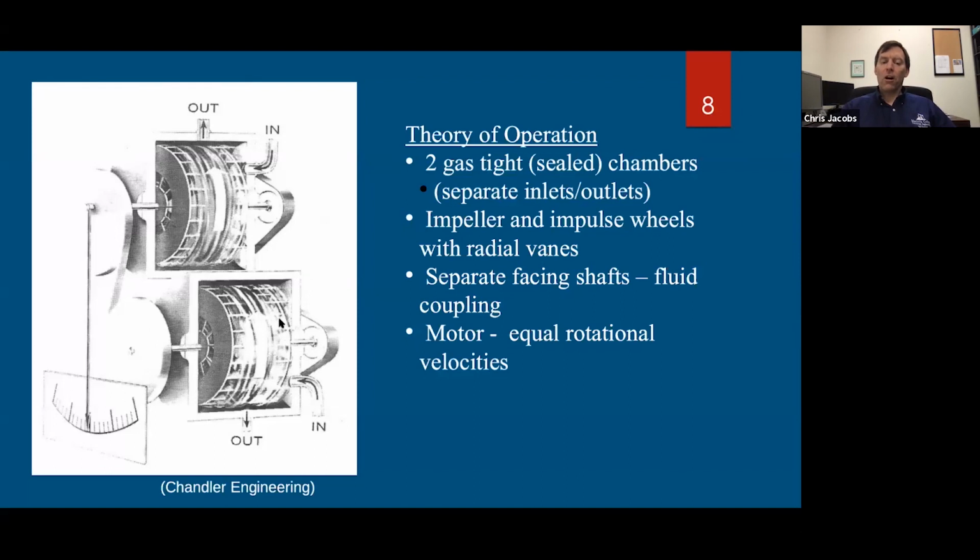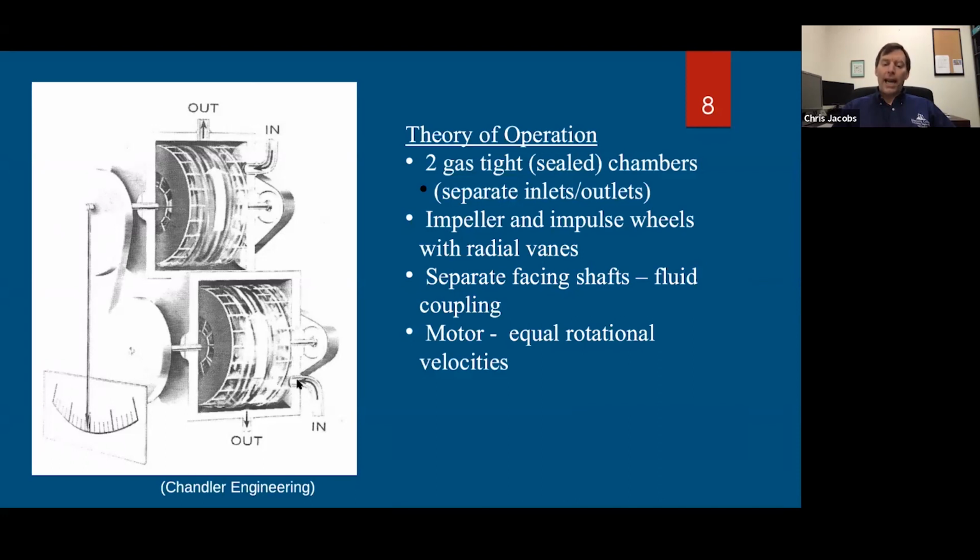So this wheel over here is called the impeller. This wheel on this side is called the impulse wheel. The impulse wheel is connected by a separate shaft to the measuring arm here. And because there's no connection here, this operates as a fluid coupling, which is very similar to your automatic transmission.